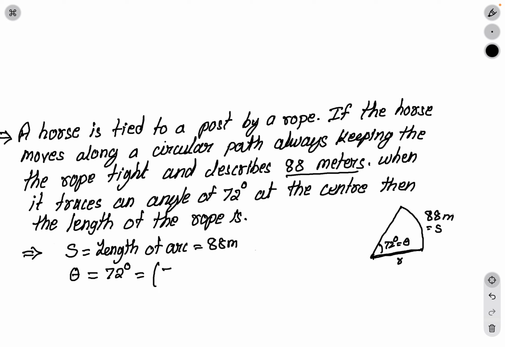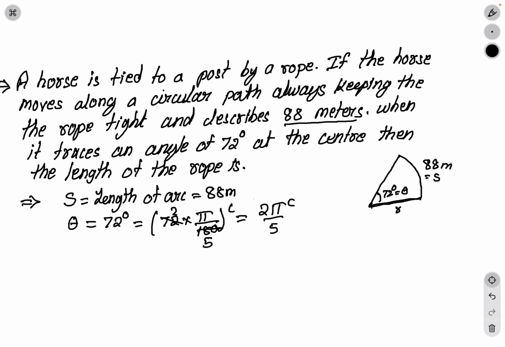इसे हम रेडियंस में कन्वर्ट करेंगे. 72 into pi upon 180 radian. 36 into 2 and 36 into 5, that is 180. ये 2 pi upon 5 radians. Now we have to find out R.